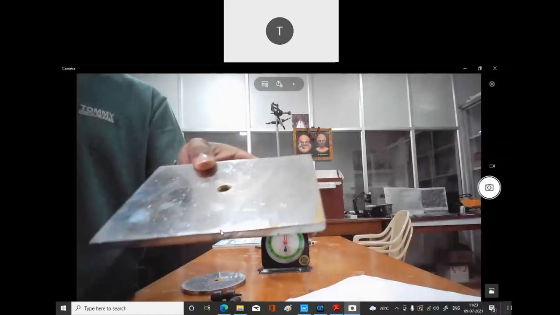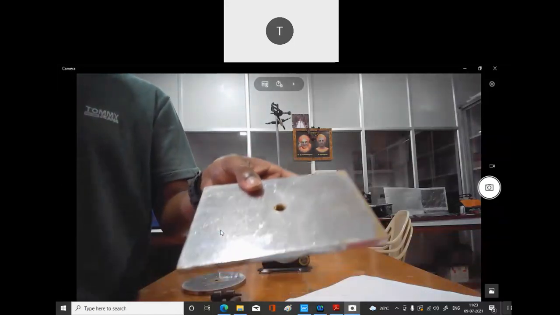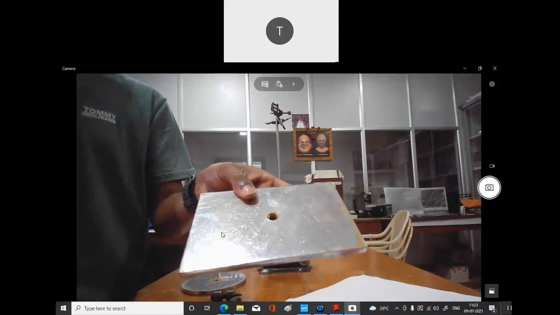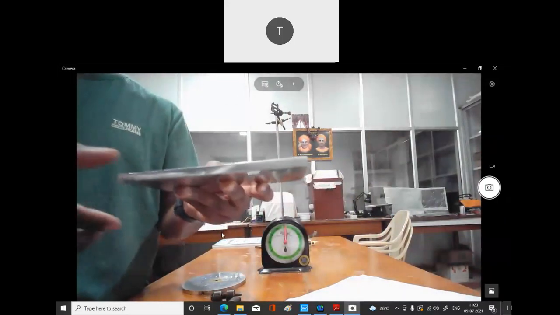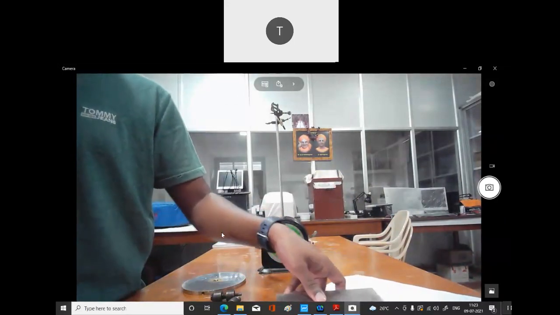Again, this is your scale. It is very simple. You take a scale and find the length and the breadth of this. Don't worry about the thickness. We are not worried much about the thickness.